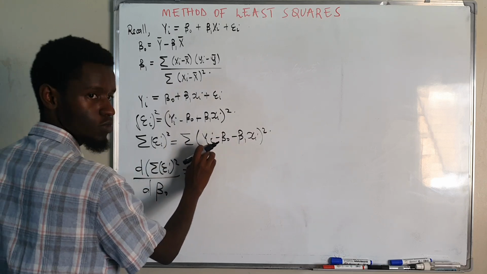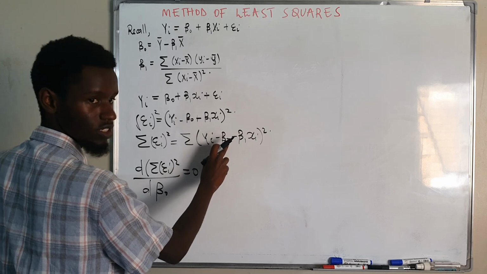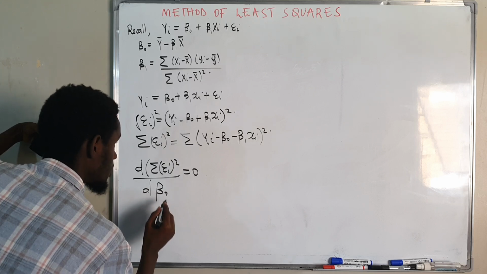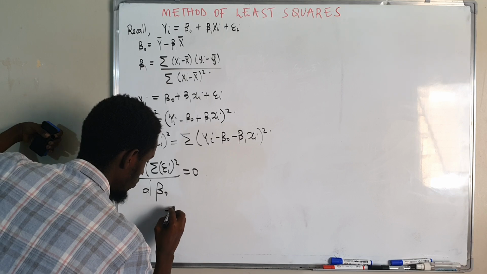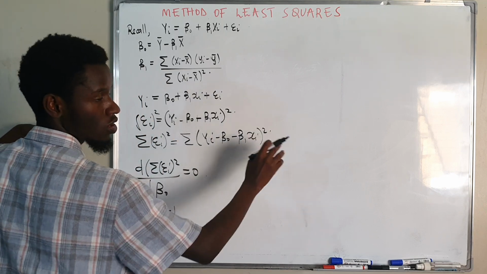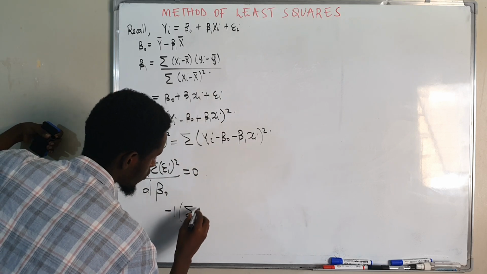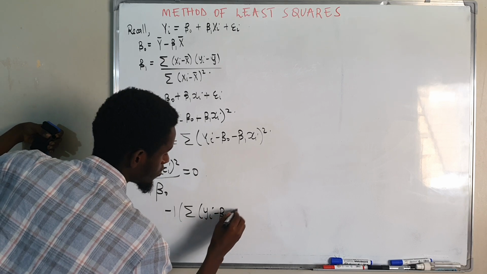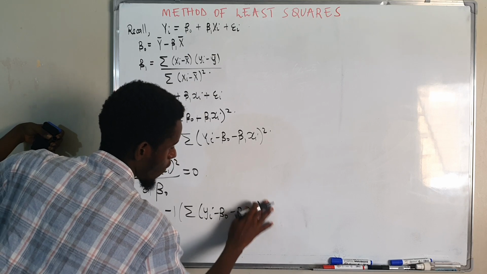Since I have no beta naught here, it's going to be 0. This is a constant, so it's going to be 0. Here I have a negative beta naught, so it's going to be negative 1, then 0. Therefore I'm going to remain with, I'm differentiating, the same thing as having negative 1 because of beta naught here, then times the whole of this bracket power 1, then times the summation of yi minus b naught minus b1 xi, everything, then power 1.